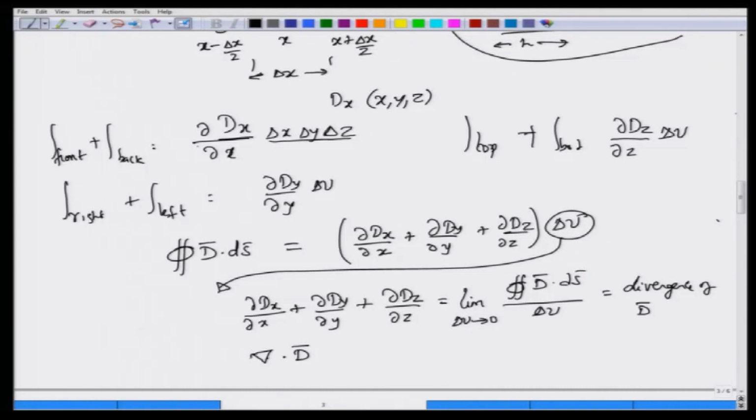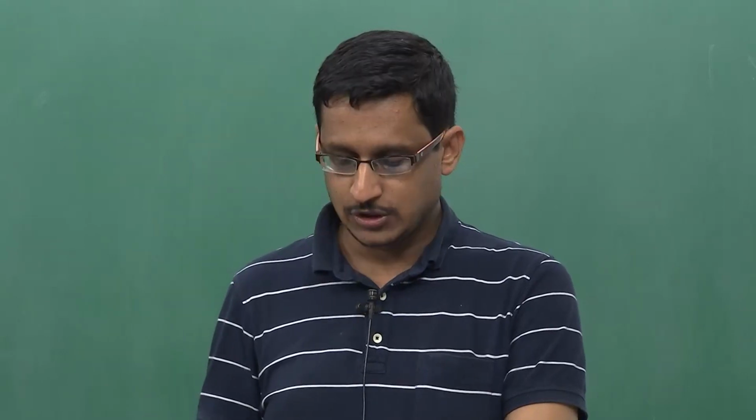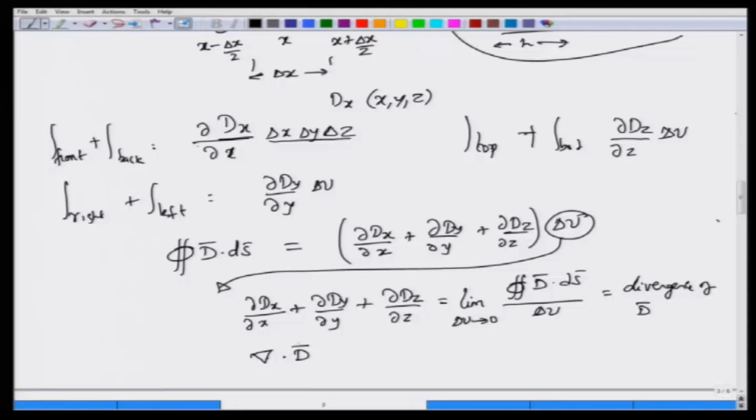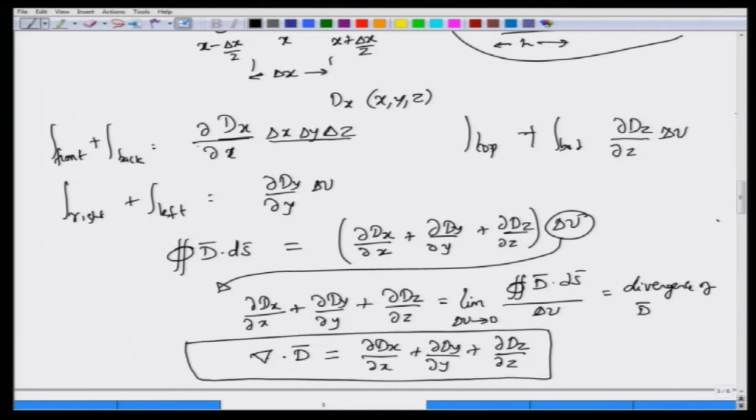The del is an operator that we have already seen earlier when we were discussing the gradient. Now, the dot operation will give you the divergence. So, del dot D is equal to del Dx by del x plus del Dy by del y plus del Dz by del z. This is the divergence of the field D.